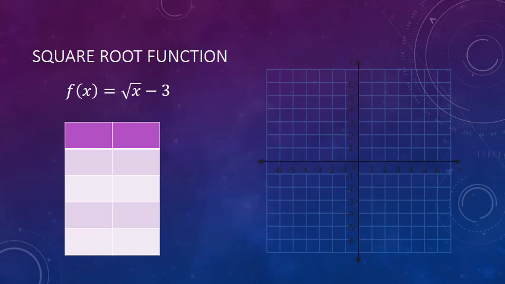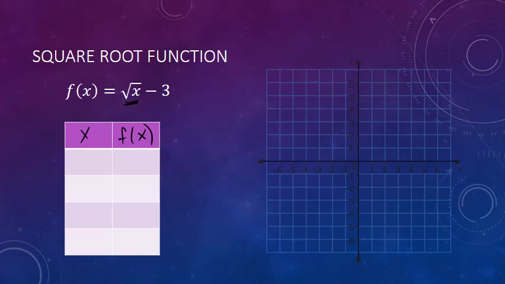Okay, and our last and final parent function we need to learn tonight is the square root function. This is one of my favorites. So we're going to use our f of x, and we'll see what happens here. What does this thing look like? The only thing is that with square root of x, you want to plug in things that you know you have a square root of.